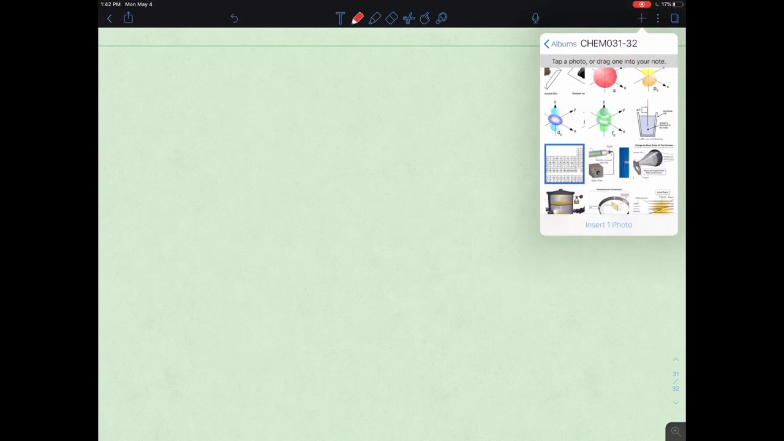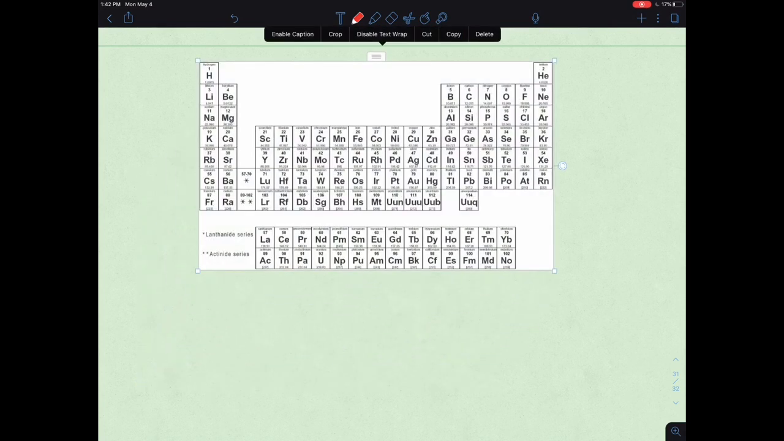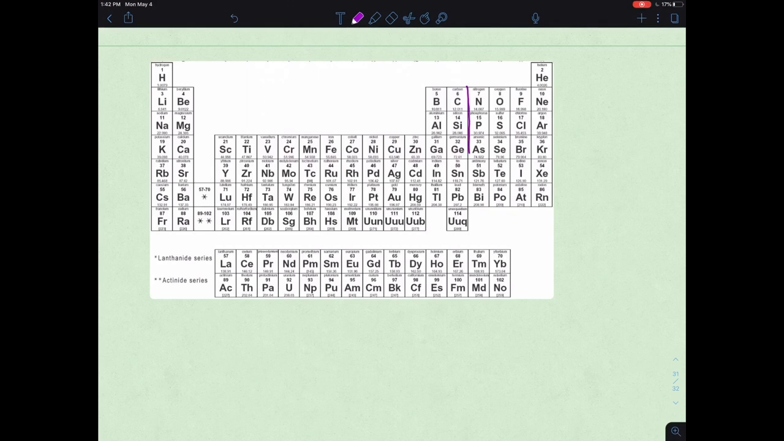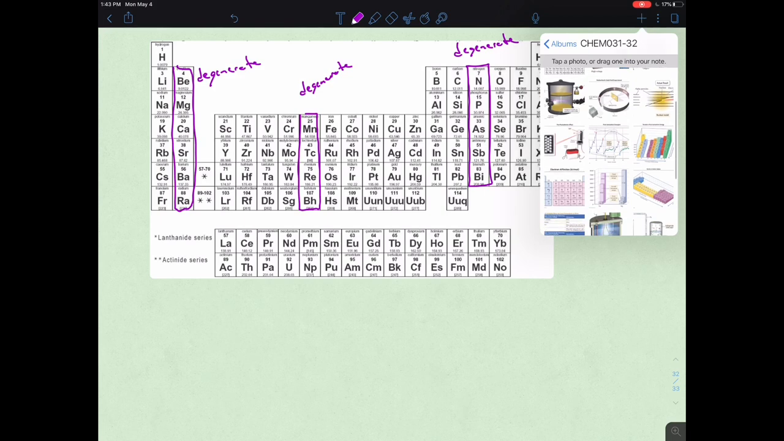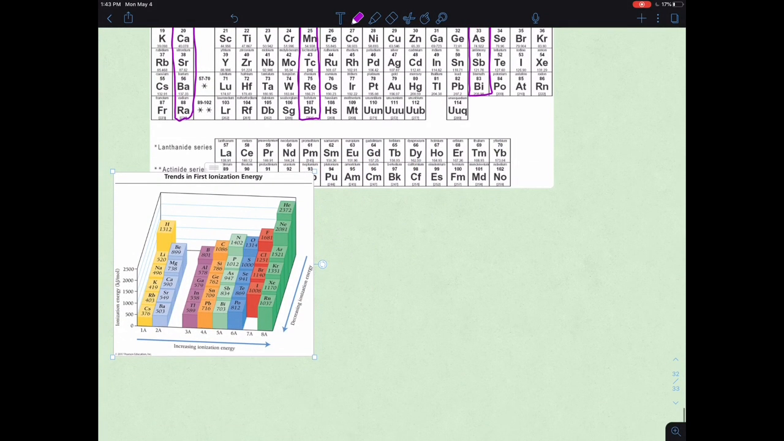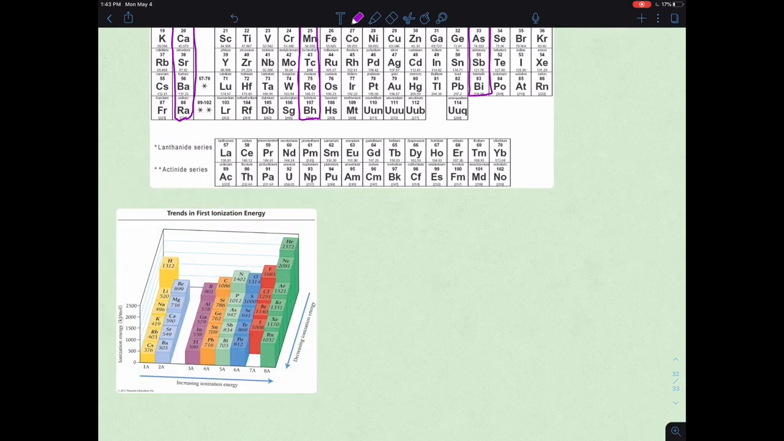So just to bring that all back together here, the problem areas are right here. There's a degenerate state, and another one that we find is right around here as well. And also right here. We tend to focus a little bit more on that P area, the nitrogen, phosphorus, arsenic. But you can see that this occurs in the different types of tables that you can find within the textbook. Here we have, again, that problem area. Here we have ionization energy. And right there is the problem that we have.